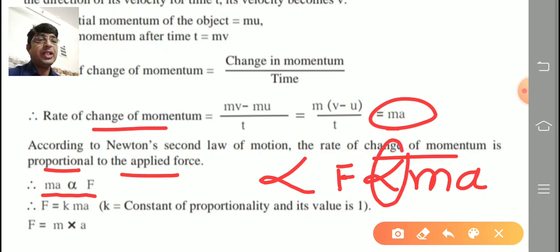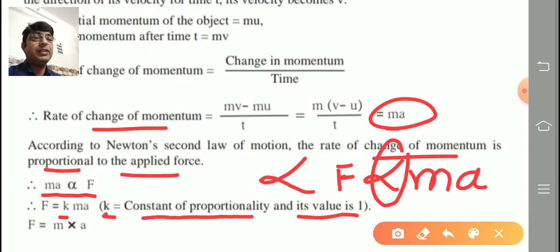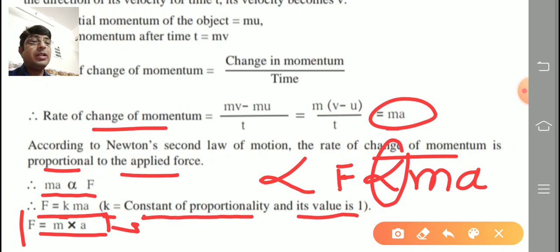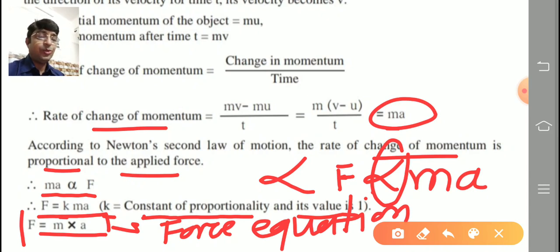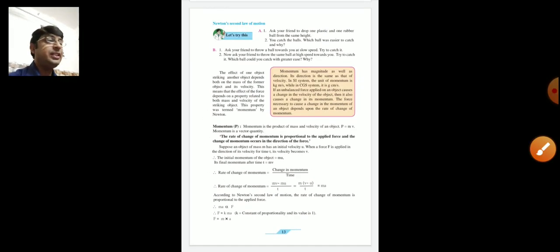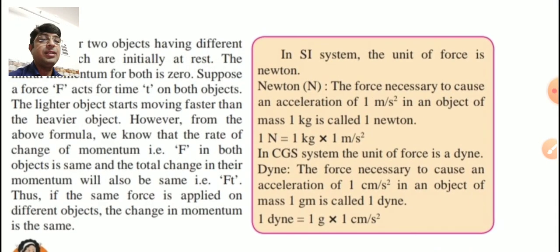If we remove this proportionality sign, taking one constant k, F is equal to k into ma. K means nothing but the constant of proportionality, and its value is 1. Therefore, if we substitute k equal to 1 in this equation, we get F is equal to the product of mass and acceleration. This equation is called the force equation. Write down: F equals ma, force is equal to the product of mass and acceleration. This is a 2 to 3 mark question asked in the exam.